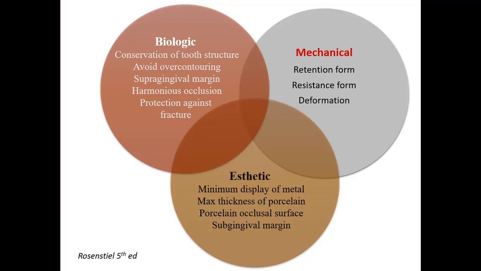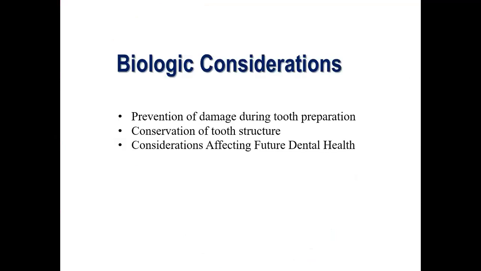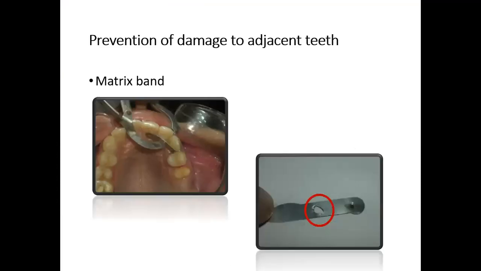Now we will see each of these principles in detail. First is biologic principles or biologic considerations. It includes prevention of damage during tooth preparation, conservation of tooth structure, and considerations affecting future dental health. Prevention of damage during tooth preparation: damage could be a hard tissue damage or a soft tissue damage.